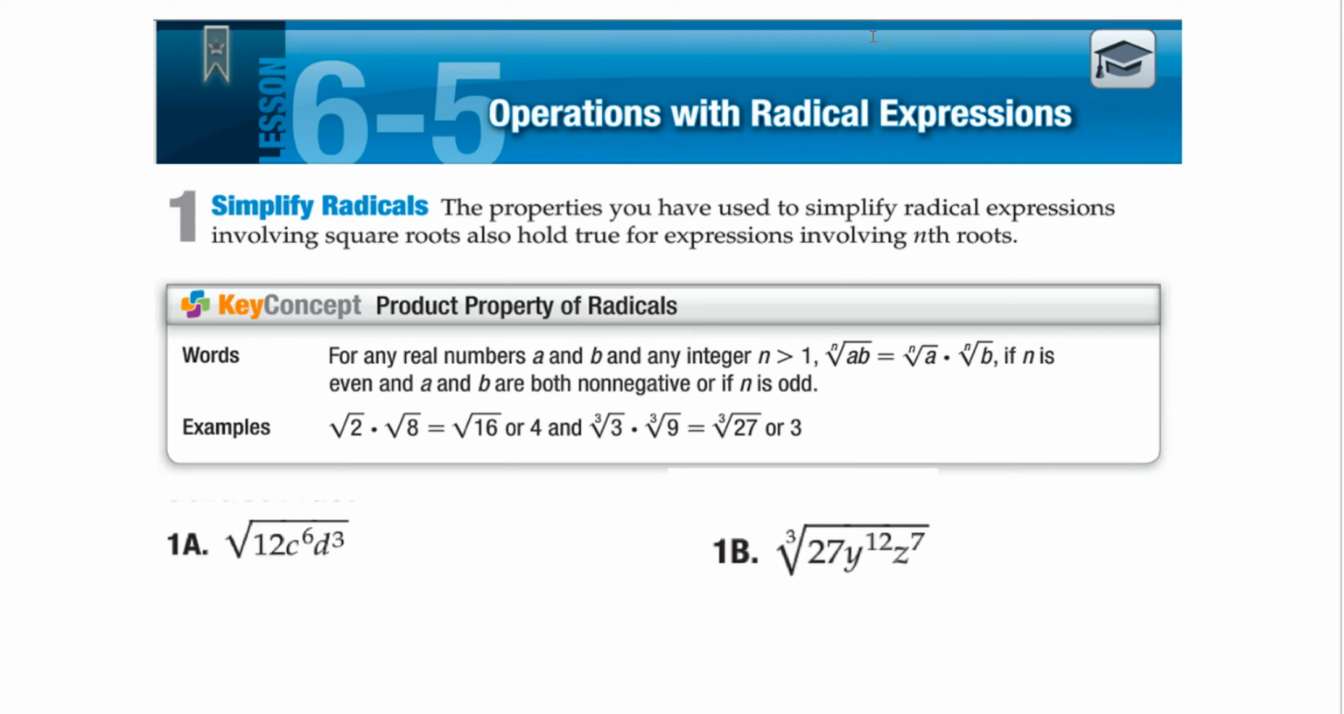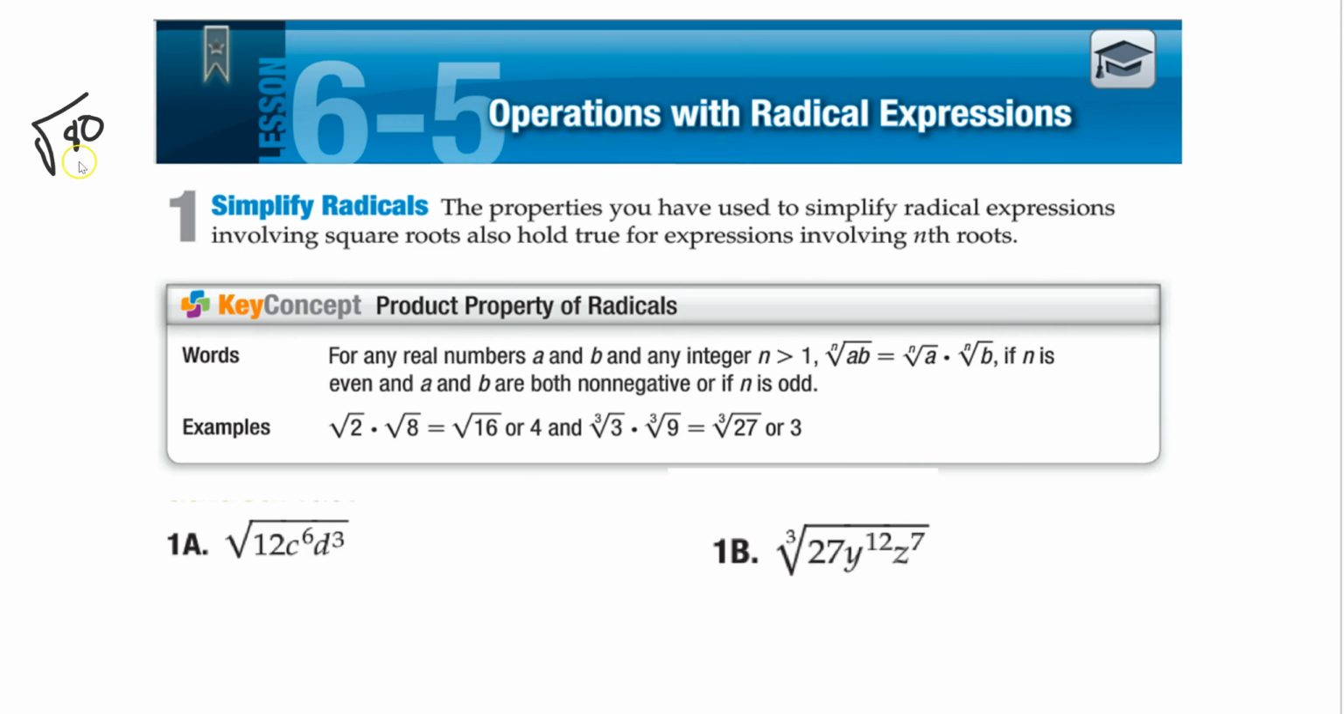6.5 Operations with Radical Expressions. What's the difference between this lesson and the last one? Life isn't easy. That's the difference. In the last lesson, it was all nice and everything factored out evenly. Not anymore. So now we're going to have stuff like radical 80. You have to break it down.